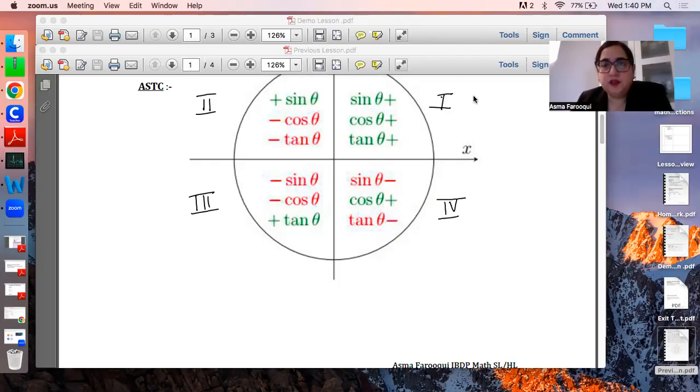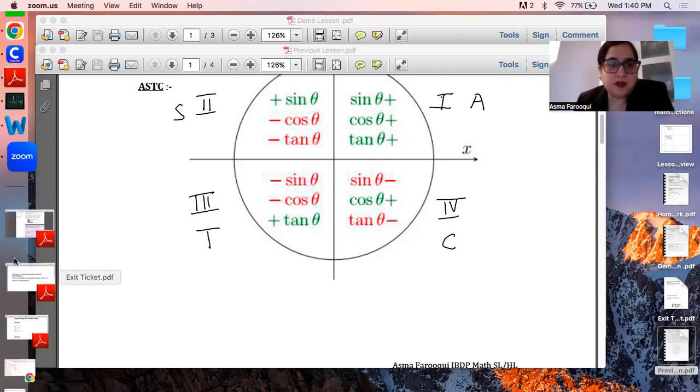It goes with A, S, T, C. In our days, we learned it as "all silly turtles crawl." Which means in the first quadrant, sine theta, cos theta, and tan theta are all positive. In the second, only sine is positive. In the third, tan is positive. And in the fourth, as you see, only cos is positive. This is very important. I expect you to already know this.